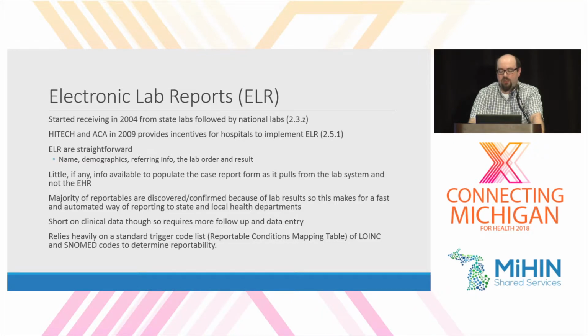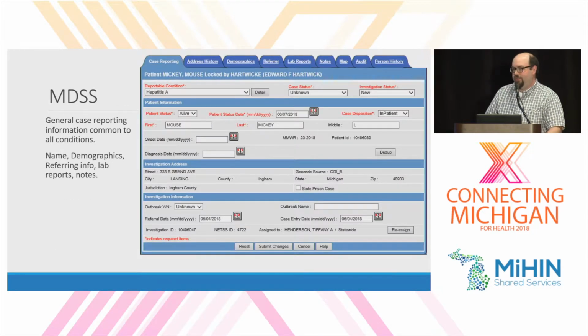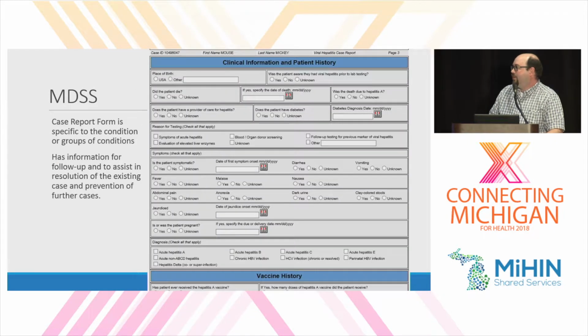But inside of the ELRs, the information is pretty straightforward. You're looking at name, demographics, the healthcare provider for the person who got the lab test done, the place that had done the lab test, and then of course the result. Which kind of looks a lot like the information we needed here. So you get a lot of the information that you need to create a new case, but not a whole lot of information that you'd see in the case report form.